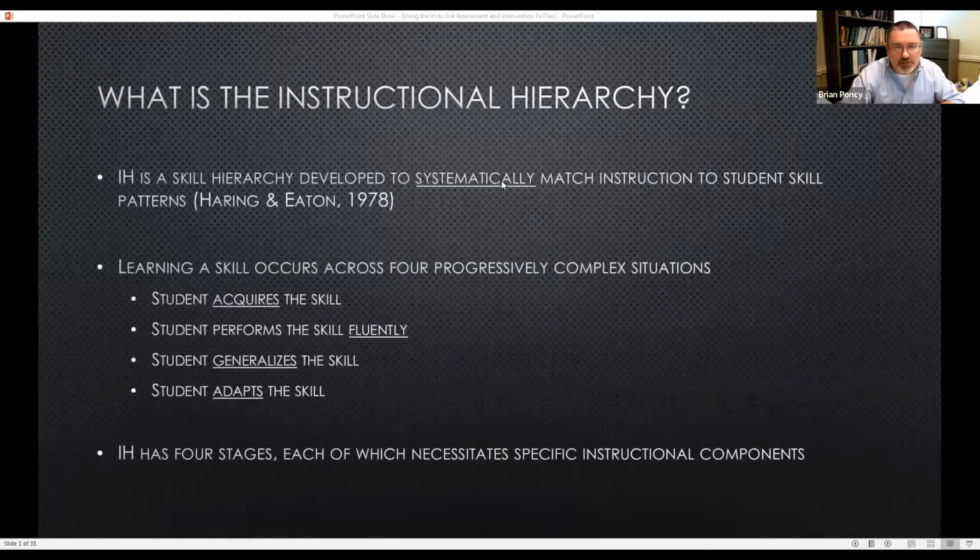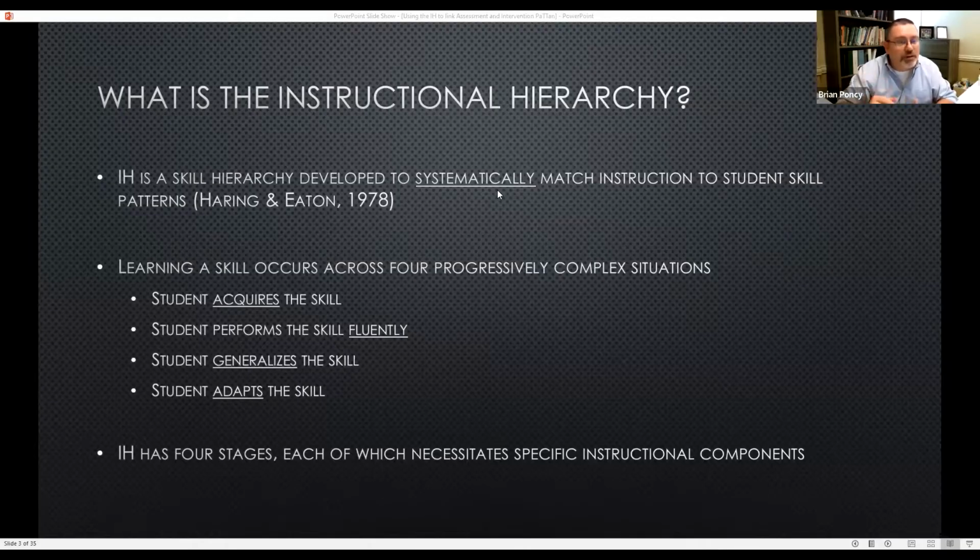So what is the instructional hierarchy? Well, it's been around for a long time. Specifically, it was developed by Haring and Eaton in 1978. It is a skill hierarchy developed to systematically match instruction to student skill patterns. When they wrote this chapter, what they wanted to get across to readers is that learning is not a simple thing where you either know it or you don't. Learning occurs over 4 progressively complex situations.